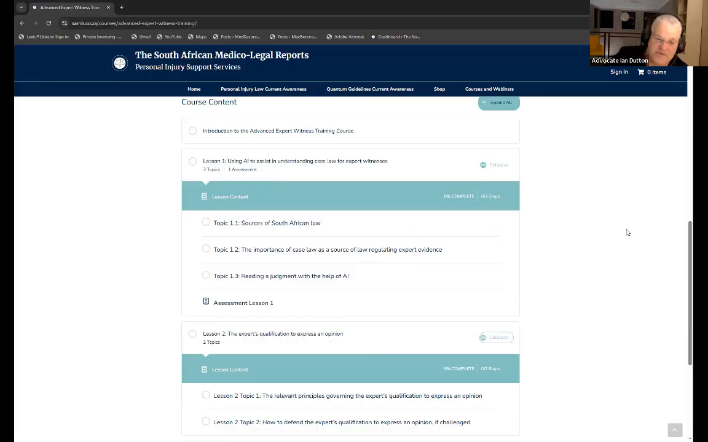The first is sources of South African law. So we'll have a look at the sources. Then the importance of case law as a source of law regulating expert evidence, and reading a judgment with the help of AI. And then there's an assessment for lesson 1.